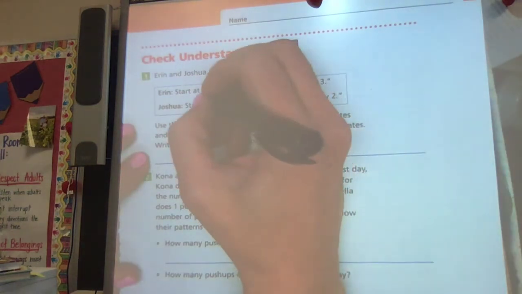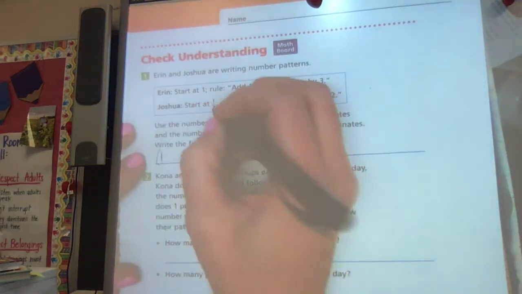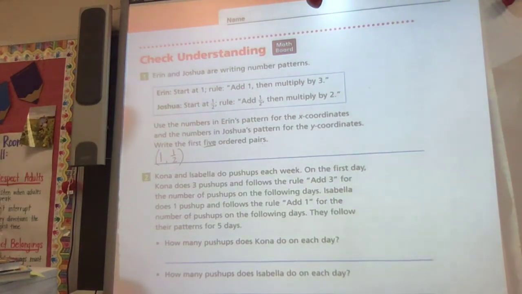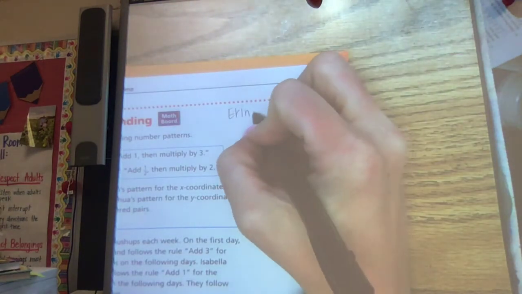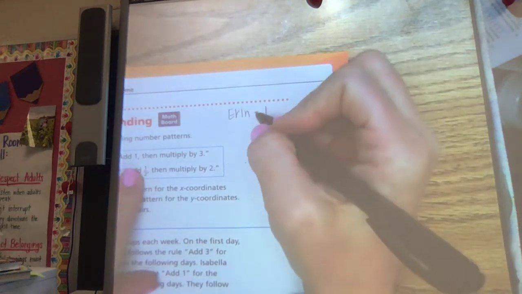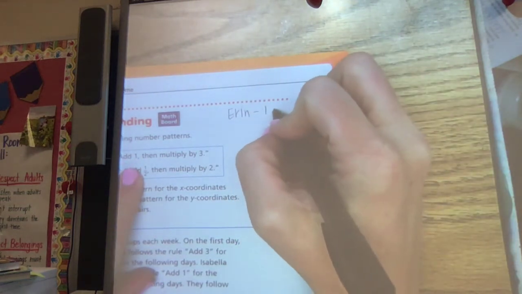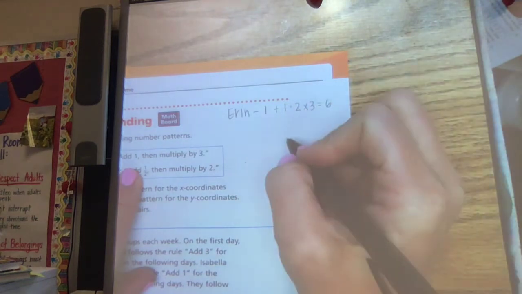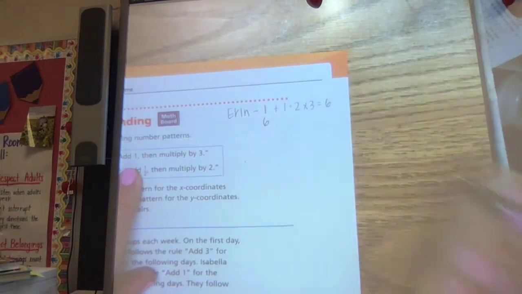Okay, well, it already told me Aaron starts at 1, Joshua starts at a half. I know that's my first ordered pair because that's what it told me in the directions. Okay, so then I need to start figuring out what my next ones are. So I might write Aaron over here. I just like to see all my work. So Aaron is 1. Then she adds 1 and multiplies by 3. Add 1 equals 2, and 2 times 3 is 6. Okay, so I know Aaron's next one is 6.